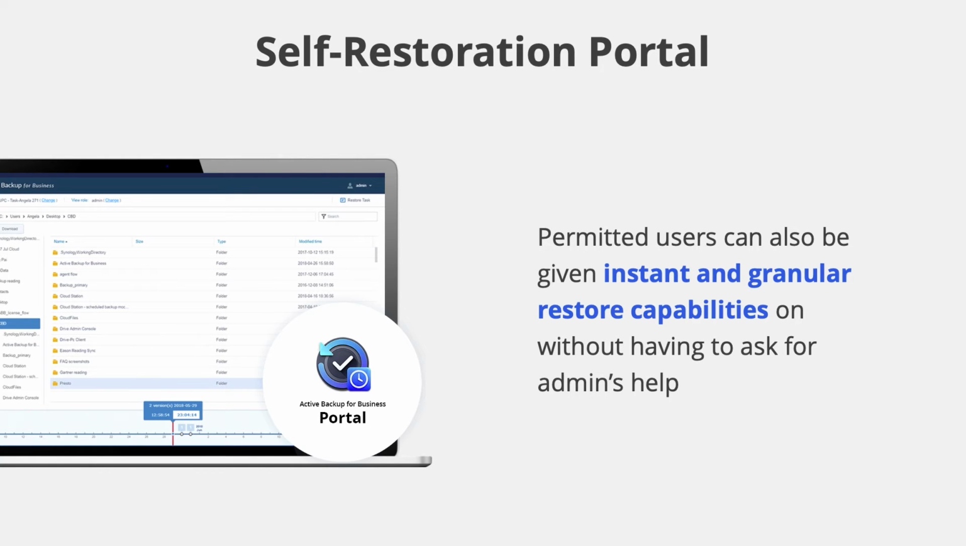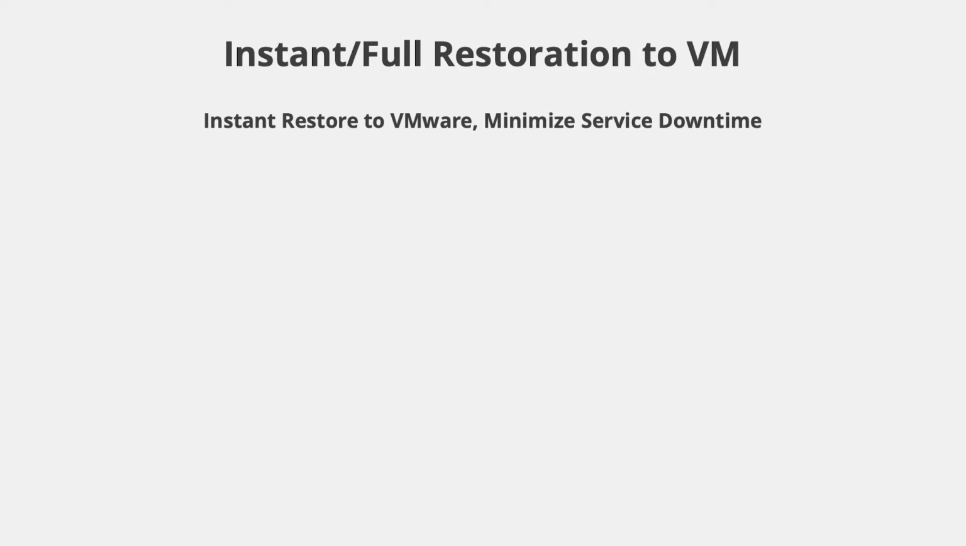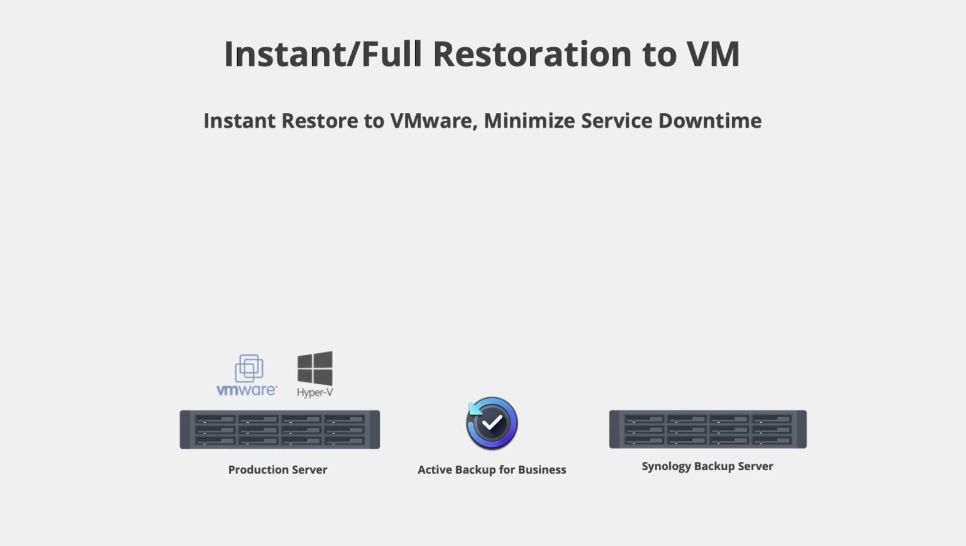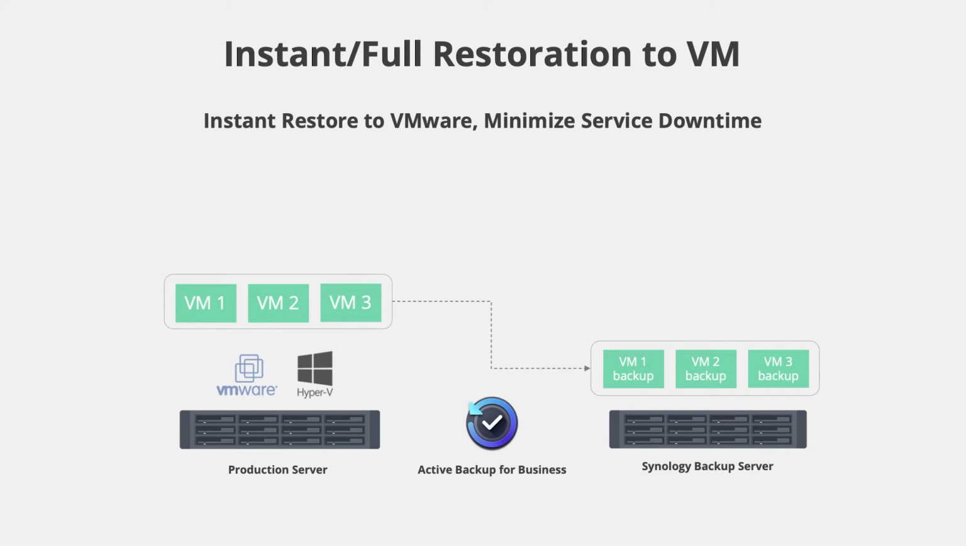Other than bare metal restoration, ABB also has a self-restore portal for single file recovery. ABB also provides several other types of restoration options. The next one will be instant restorations to virtual machines. The production server running VMware or Hyper-V is regularly backed up to the Synology backup server using ABB.